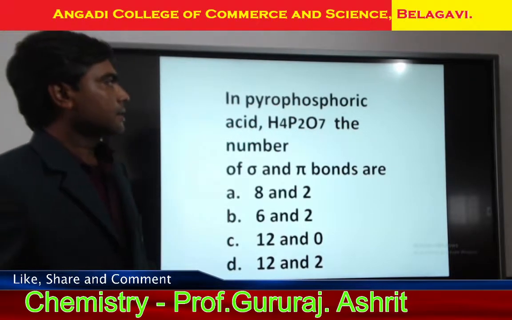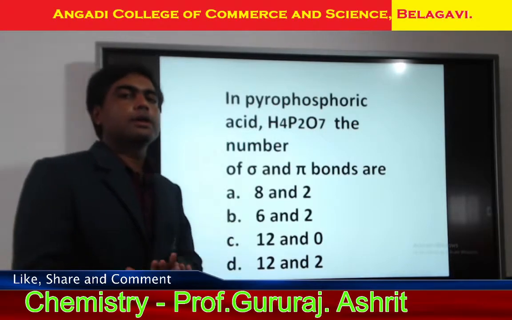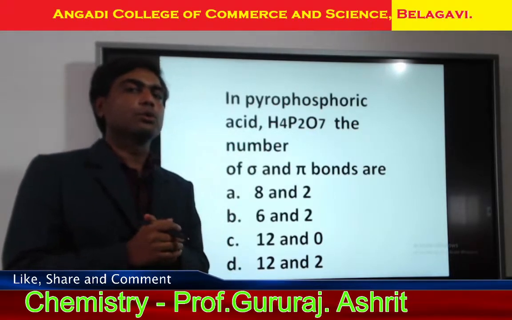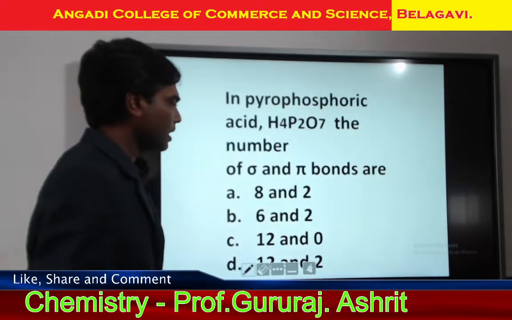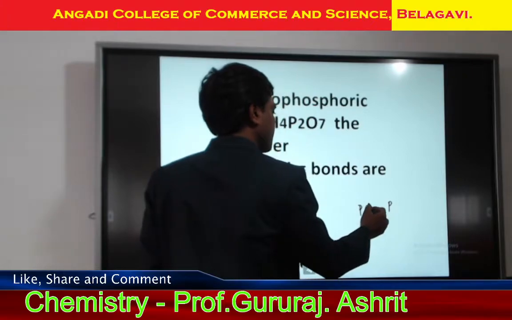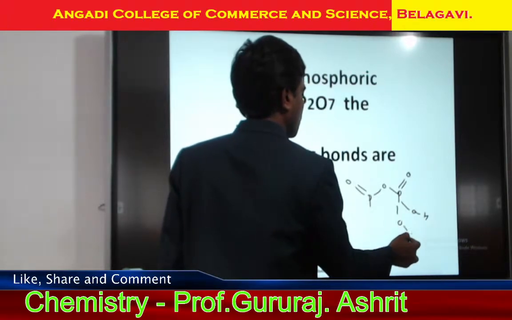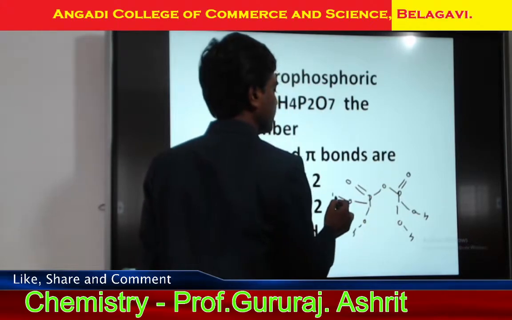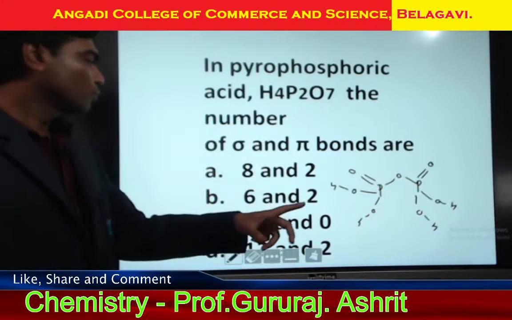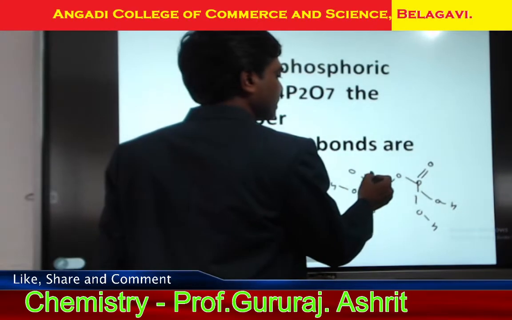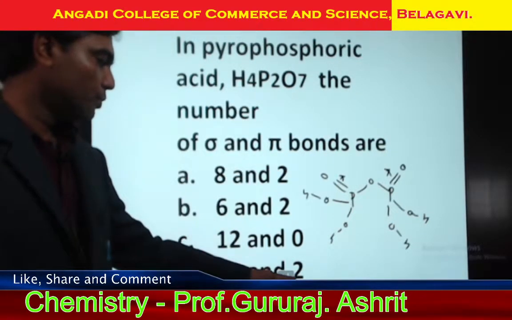In pyrophosphoric acid H4P2O7, the number of sigma and pi bonds are, yesterday in the previous class I told how many sigma and how many pi bonds are formed in the P4 structure. So here also we will draw the structure and identify sigma and pi bonds. And the structure is like this: P-O-P, double bond O, double bond O, OH, OH, OH, and here OH. Like this we have the structure in which a double bond is present, there will be a pi bond, and the remaining will be single bonds. So here double bond is there, pi. Here double bond is there, pi. Just see the option where two are there. Here is two, and here is two.